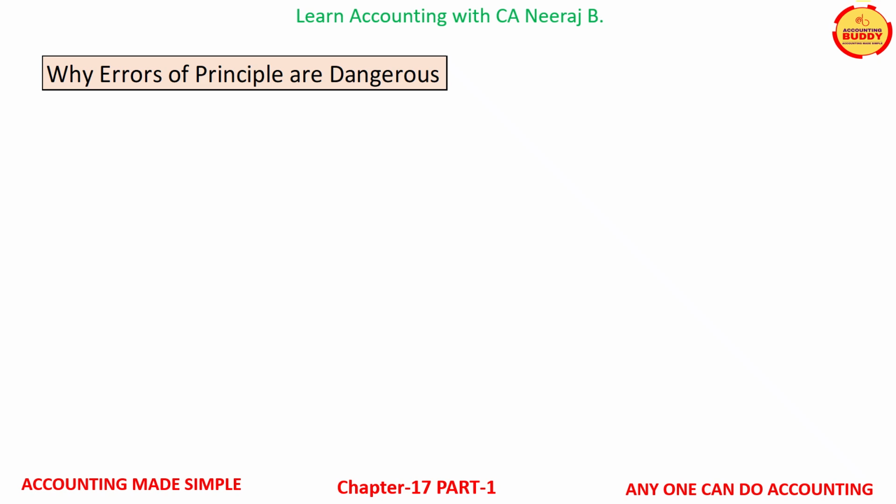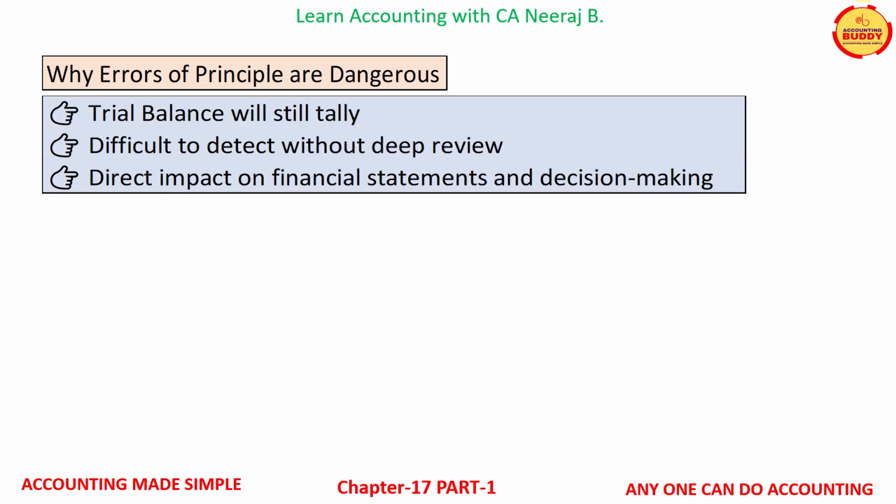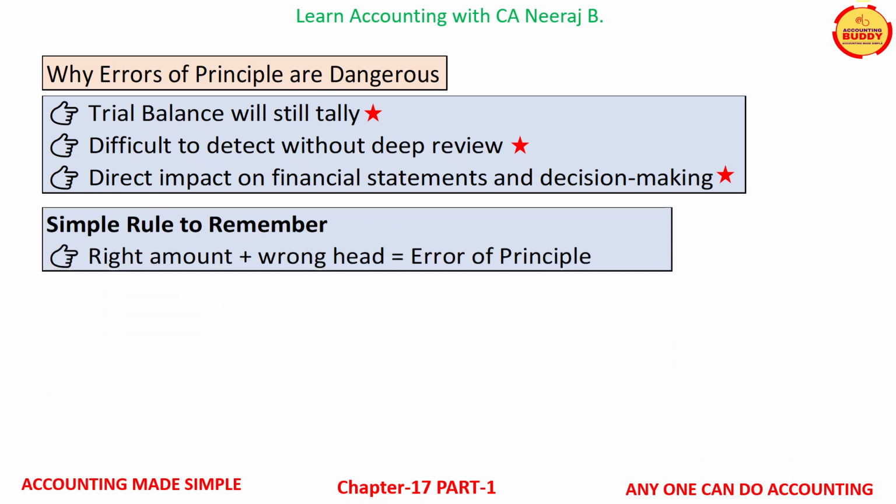Let us understand why errors of principle are dangerous. In spite of these errors, the trial balance will still tally, making it difficult to imagine that such an error exists. Such errors are very difficult to detect without deep review and investigation. Such an error has a direct impact on the financial statements and decision making. A simple rule to remember regarding error of principle is transaction amount is correct while the account head is wrong.